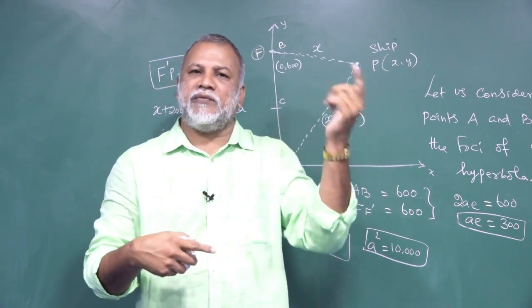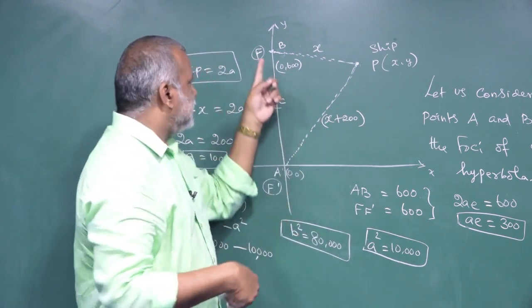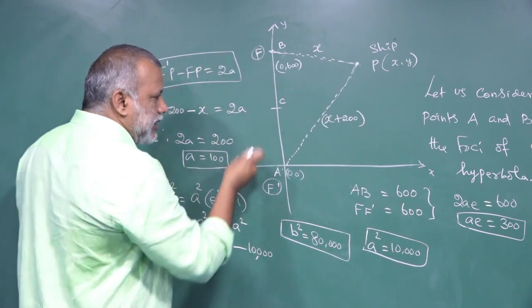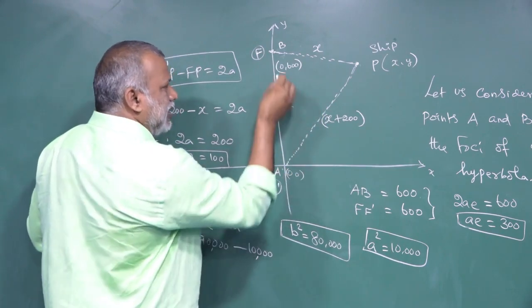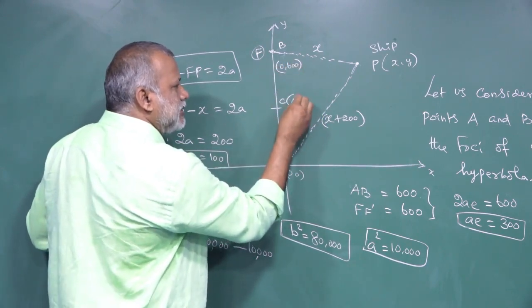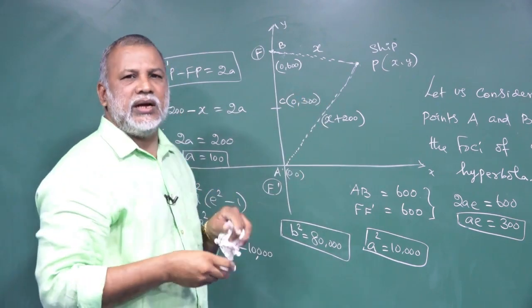What is the meaning of F and F dash? Focus. One F is a focus, another F dash is another focus. See, one focus here, F dash. So C must be the center. What is the value of the center here? C is 0, 0. This is 0, 600. That means the center is 0, 300. It must be 0, 300 only.